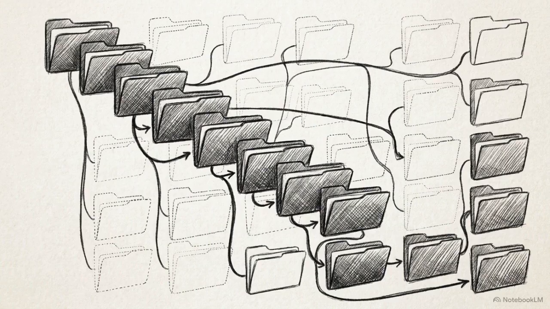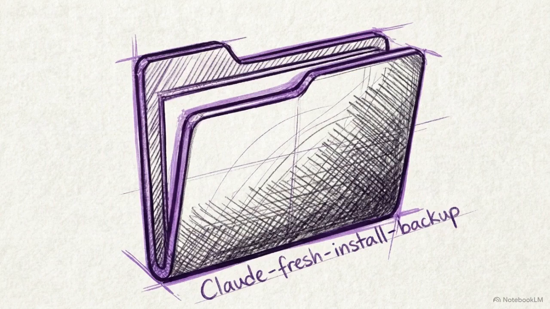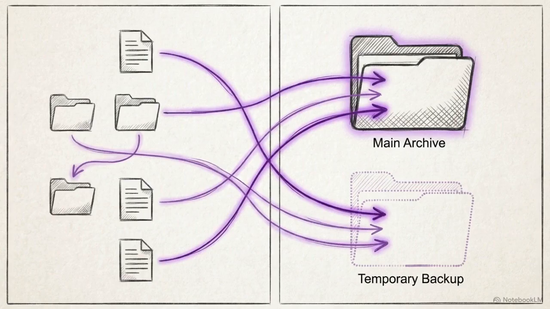Navigate back to %appdata% on this new machine. You will see a new, nearly empty Claude folder. Rename it to Claude-fresh-install-backup. This is your safety net in case you need to revert. Open your USB drive and find your Claude Backup Old PC folder. Copy the Claude folder from inside it and paste it into the App Data roaming directory.